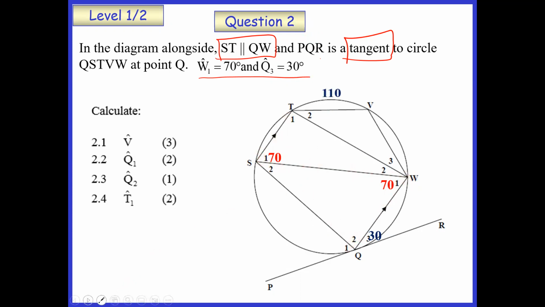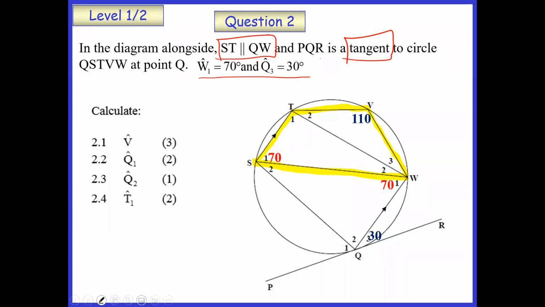And then from there, I can conclude that V is 110. There's a cyclic quad. You can highlight it. Oh, sorry, it's on a computer. All right, I should highlight it for you. So this is a cyclic quad we're looking at, and the opposite angles are supplementary.